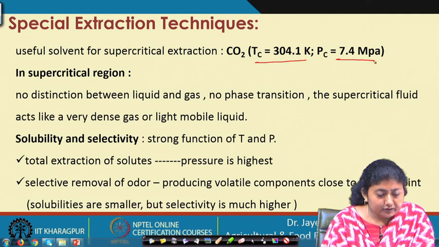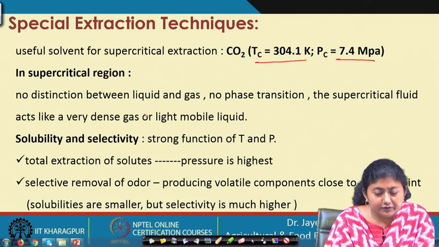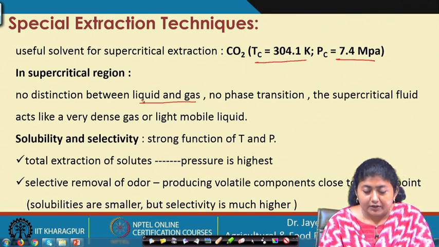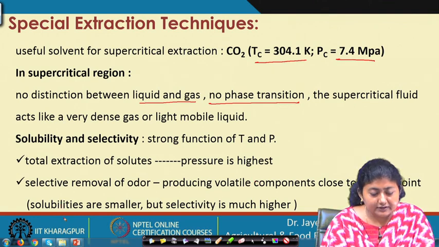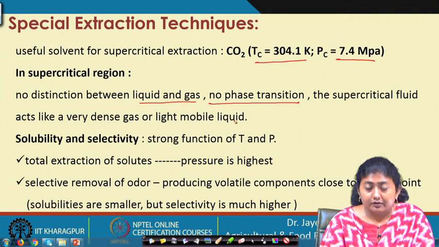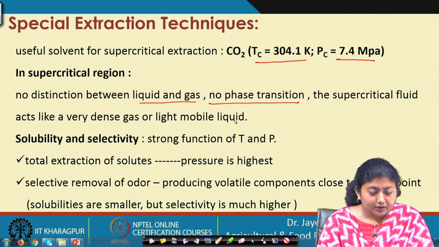So, in the supercritical region no distinction between the liquid and gas can be made. As I mentioned, they will behave like gas, but their density will approach that of the liquid. No phase transition will be observed, and the supercritical fluid acts like a very dense gas or a light mobile liquid.